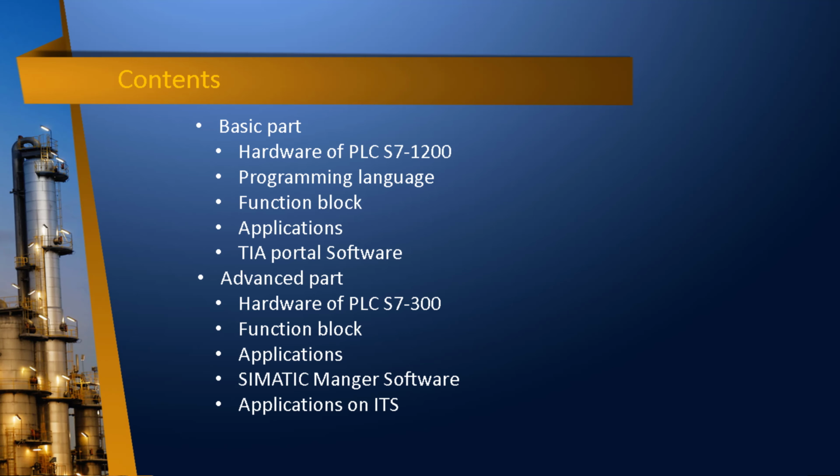And in the second part of this course, you will be introduced to another type of Siemens PLC, which is the S7-300. This type is more complicated than the S7-1200, but don't worry, I will guide you step by step with different examples. At the end of this course, we will summarize everything in a complete real-world project. So don't worry. And let's start.